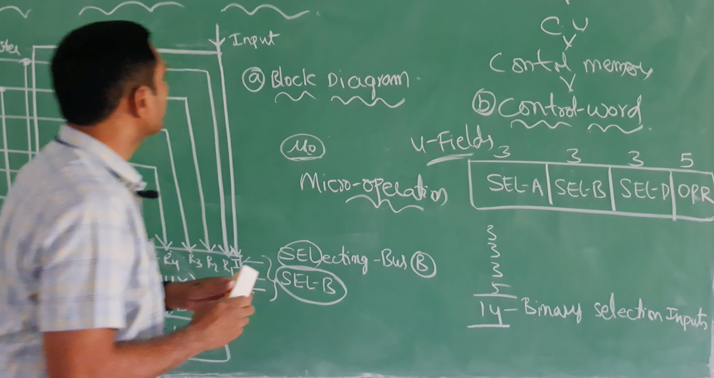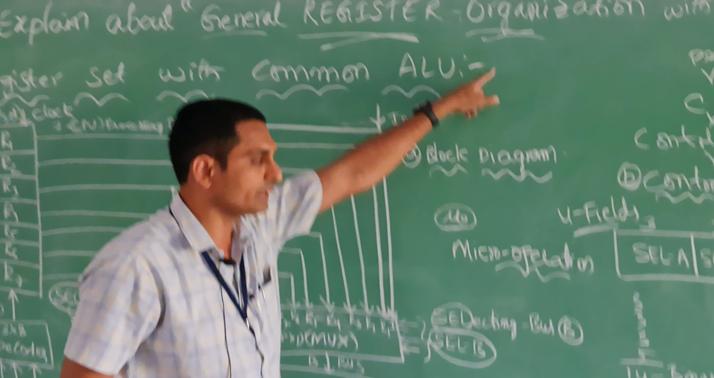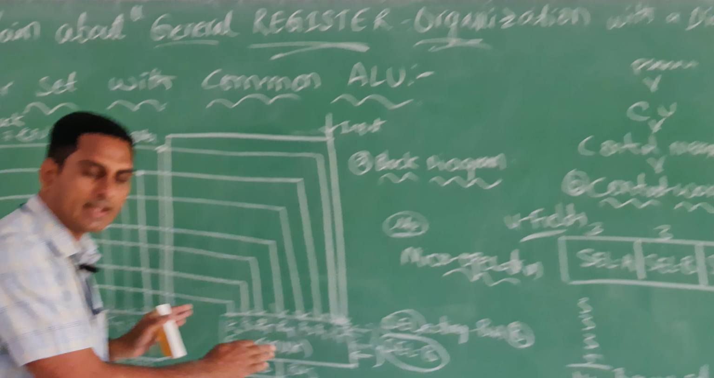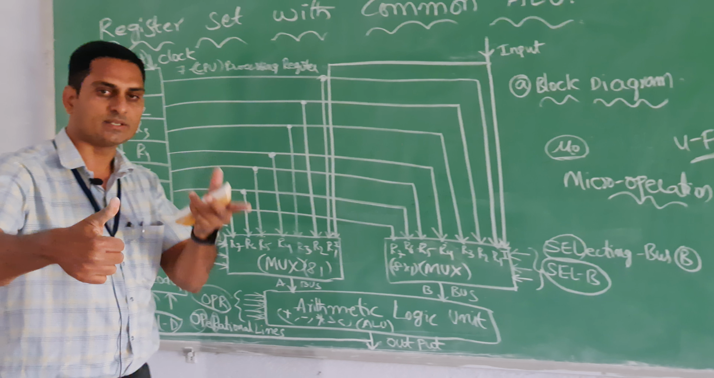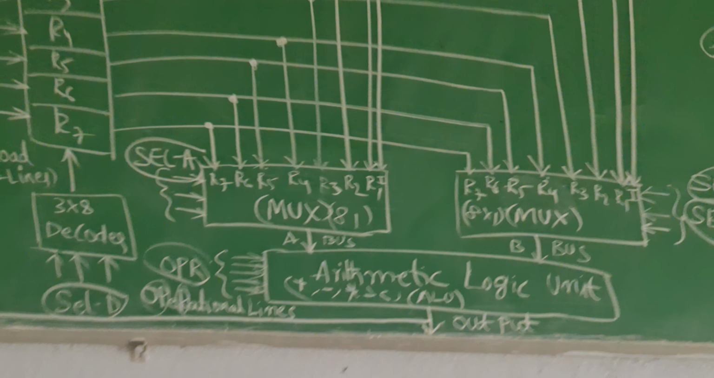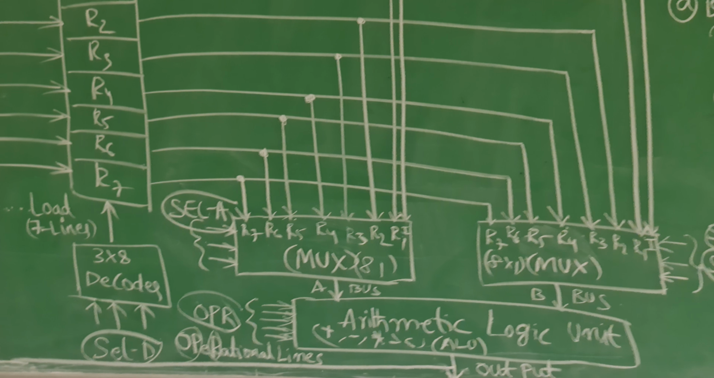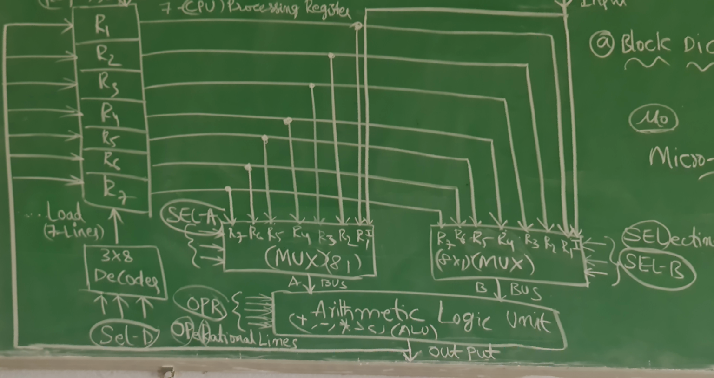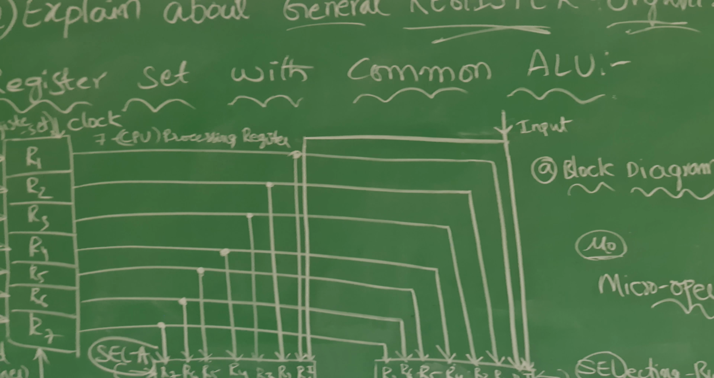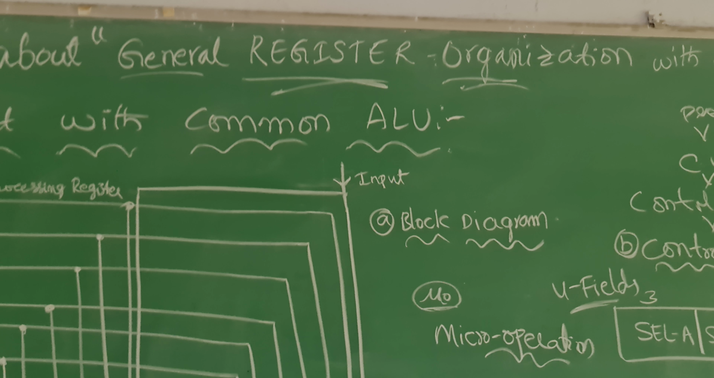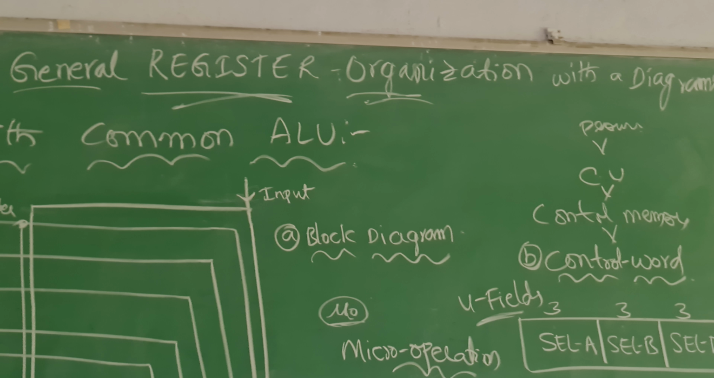So this is also an important question: register organization. Write the diagram neatly and explain the points which I have told in my explanation. All the best for your exam. Yes, draw the diagram neatly and explain the bullet points. So this is for general register organization.